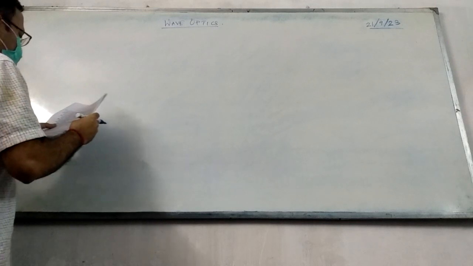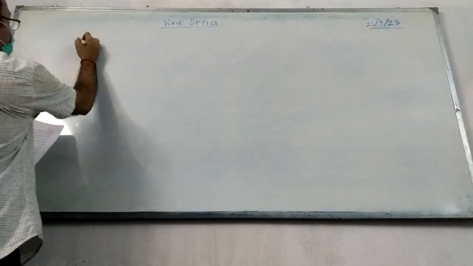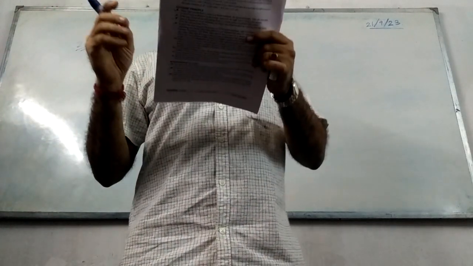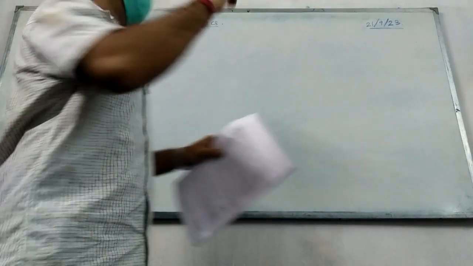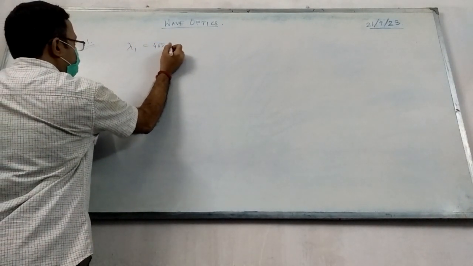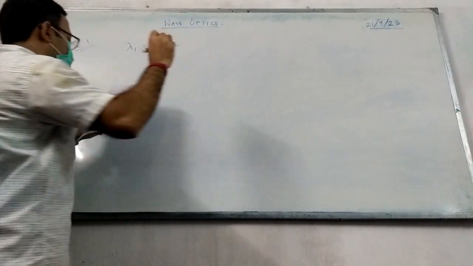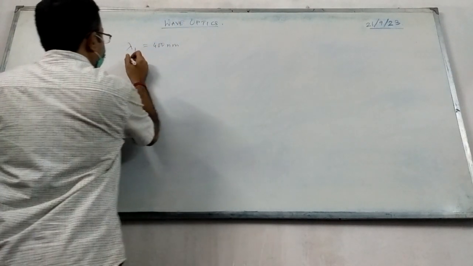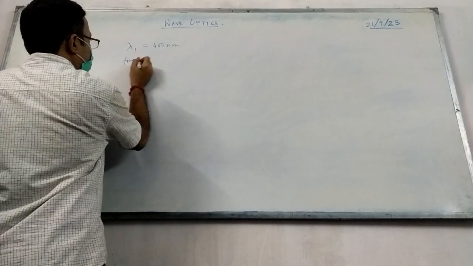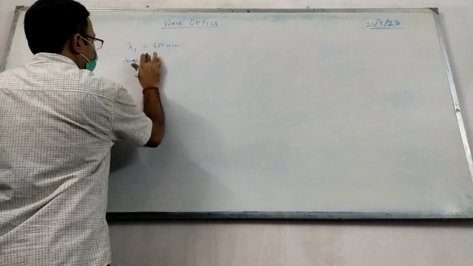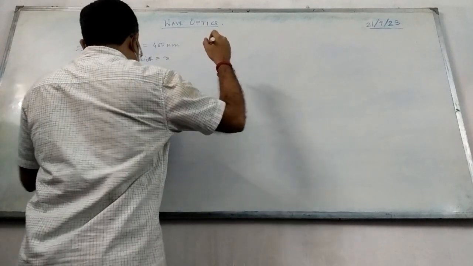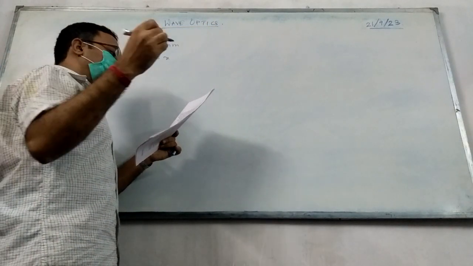So we know in Young's double-slit experiment, question number 21, we are doing question number 21. It says in Young's double-slit experiment using light of wavelength 400 nanometer. So situation 1, lambda 1 is 400 nm. Interference fringes of width x are obtained. So fringe width is x.